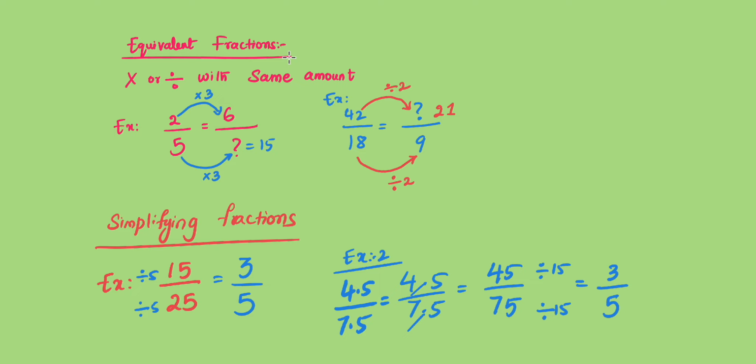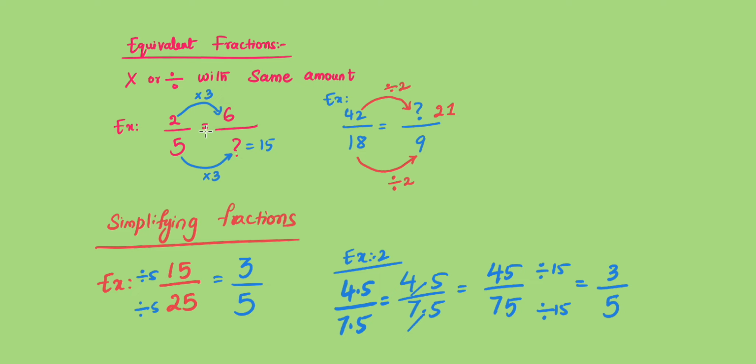Equivalent fractions means even though the numerators and denominators have different numbers, how can they end up being the same amount? So you can either multiply or divide with the same amount, and then you can see what it is equivalent to. Now in this red marker, I have written 2 over 5 equals 6 over something, a question mark. They're saying make these two into equivalent fractions.